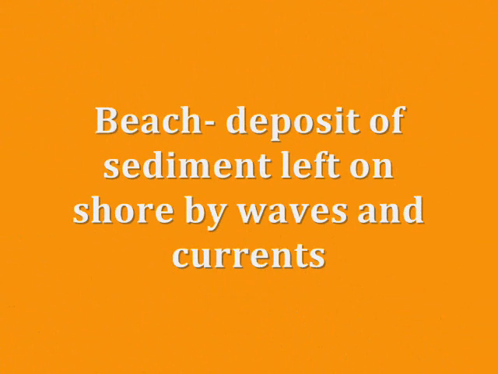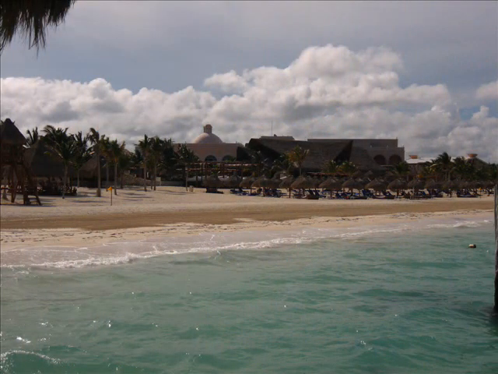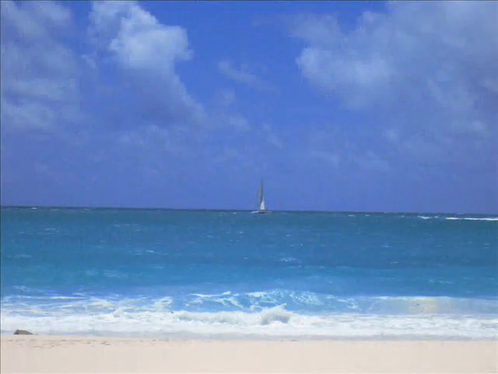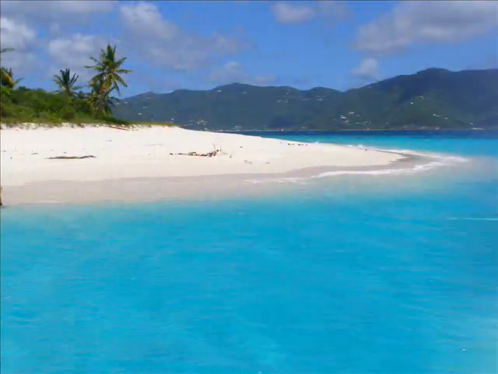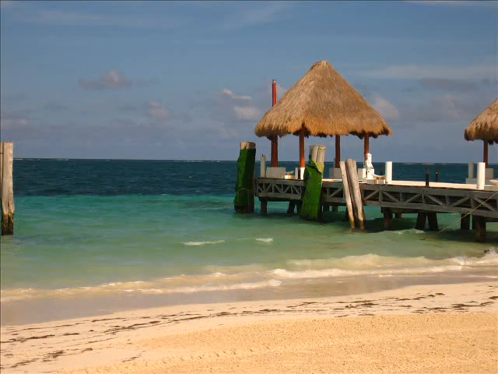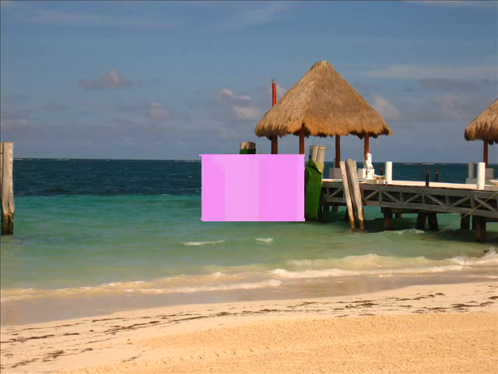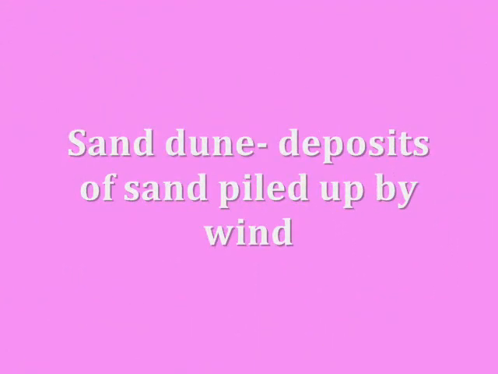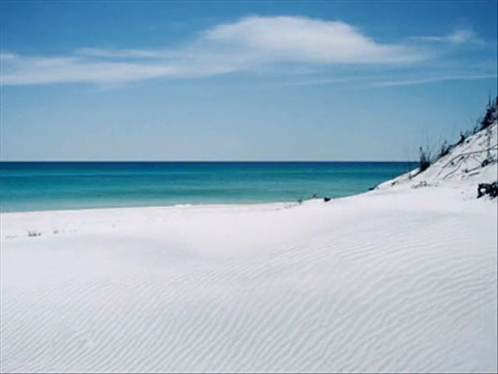The next example of deposition is a beach, which is a deposit of sediment left on shore by waves and currents. The next example is a sand dune, which is a deposit of sand piled up by wind. You may have seen sand dunes on the beaches you have visited.